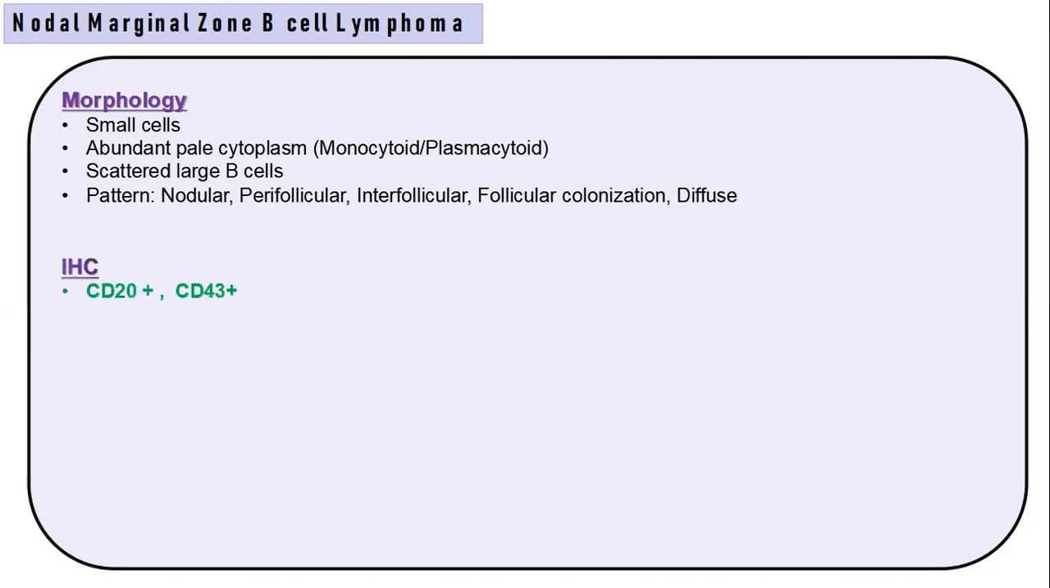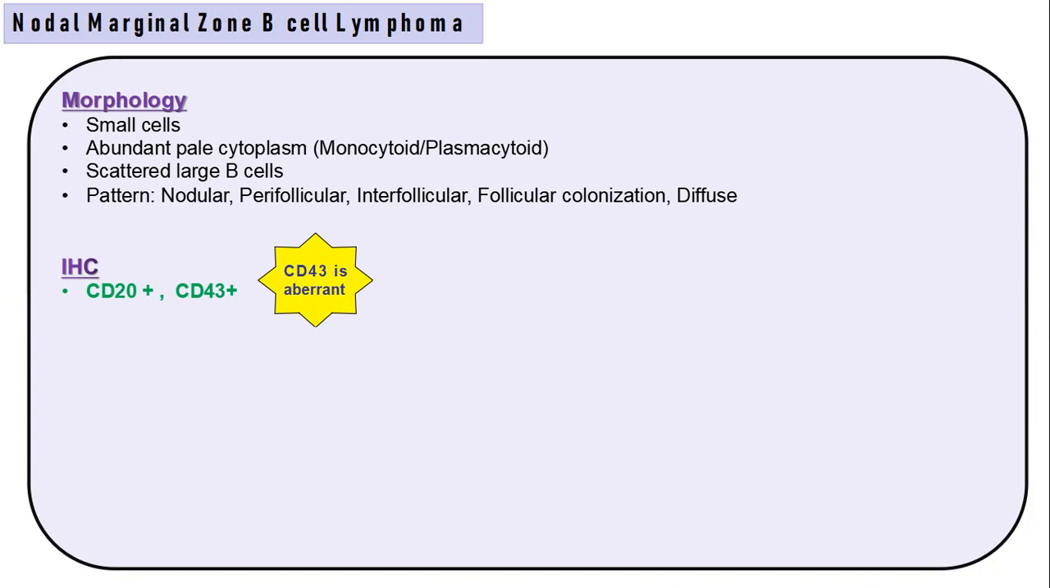So let's look at the IHC. Like we said, it's a B-cell lymphoma. It is positive for B-cell markers like CD20, and other B-cell markers like CD19. CD43 is also positive in it, and CD43 is actually a T-cell marker, but its expression in B-cell lymphomas is aberrant. This CD43 expression alone is not really helpful, just that it's telling us that it's a B-cell lymphoma.